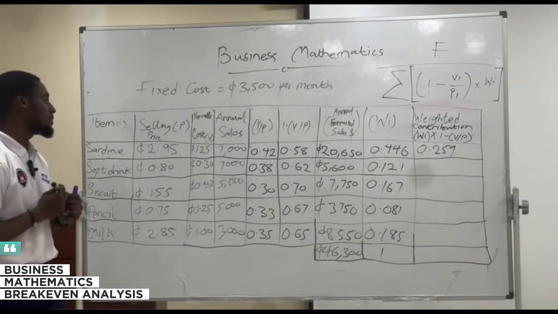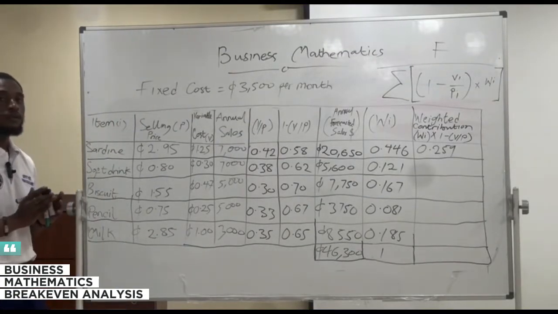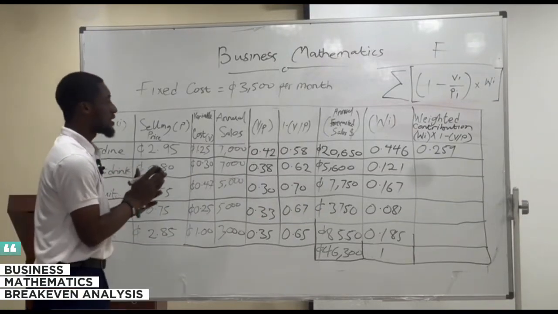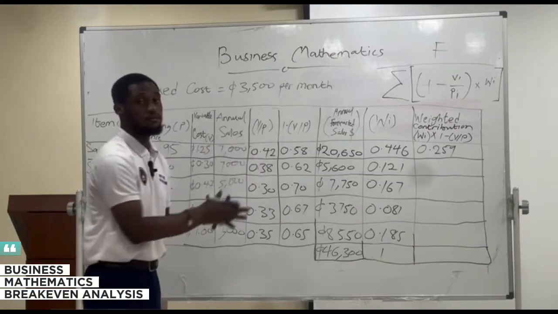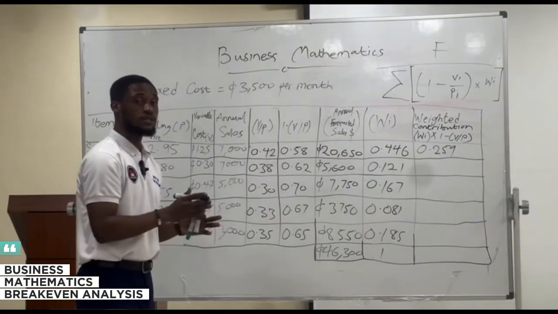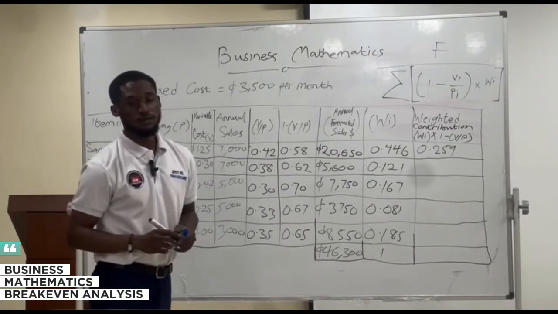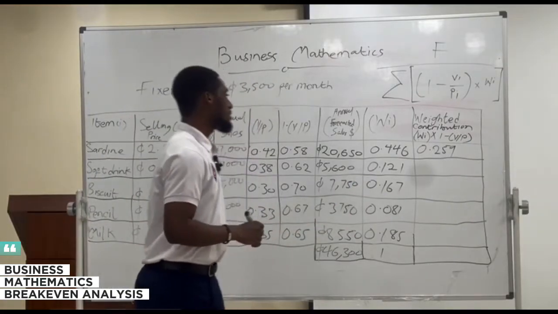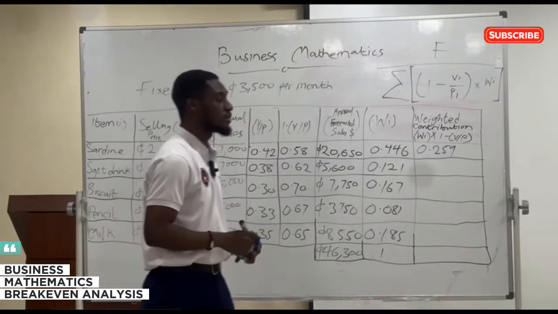0.259. So please, I'm begging you, take note of the approach you take in getting your figures in this table. You can calculate with me so that we find the rest of the figures for the weighted contribution.